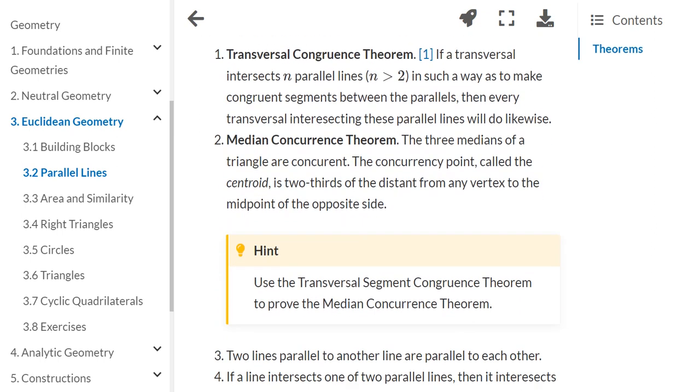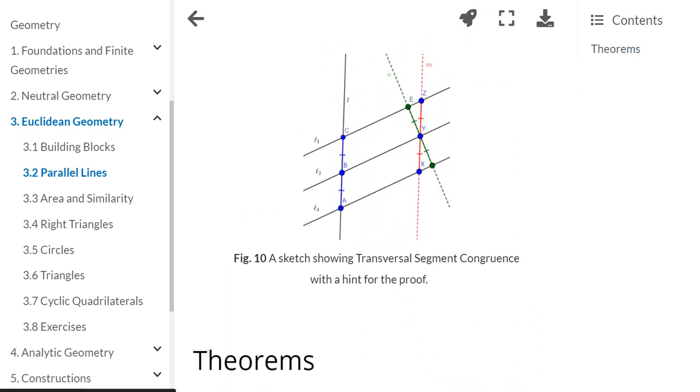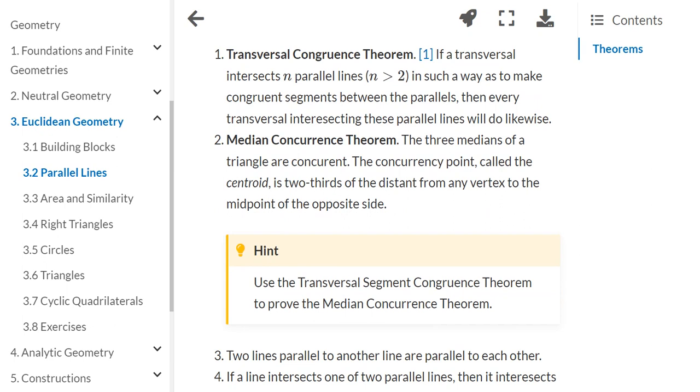Okay, now the transversal congruence theorem. So now this says, if I have 18 lines that break down in such a way that all the line segments created are congruent, then that will be true for any transversal that cuts them. So no, you're not going to have to prove the median concurrence theorem or the transversal congruence theorem.